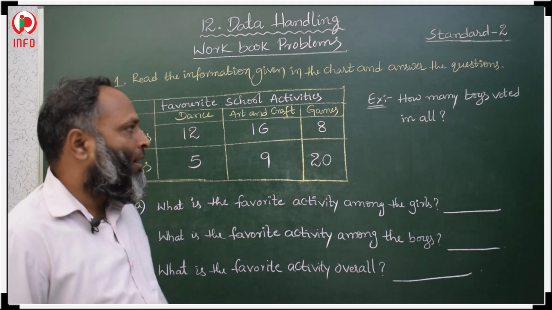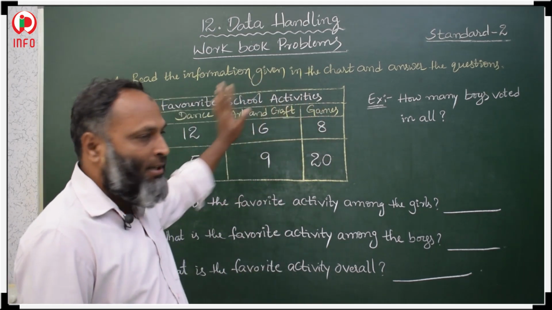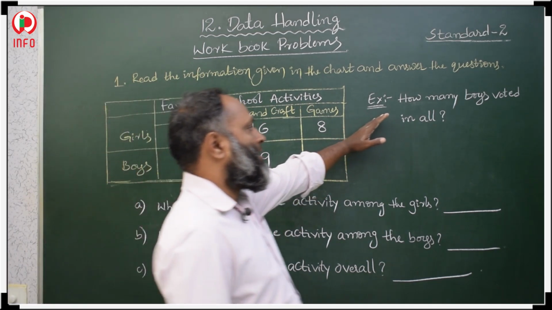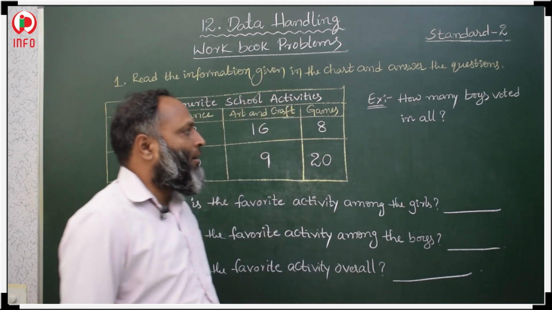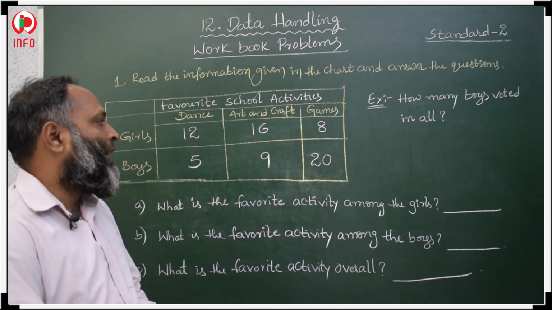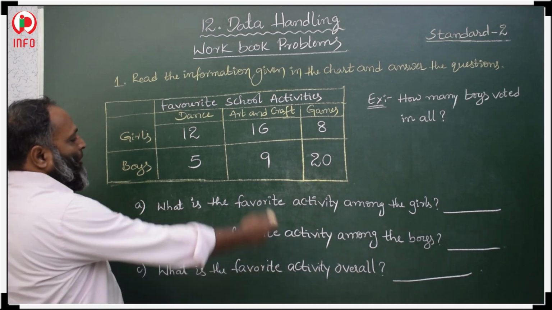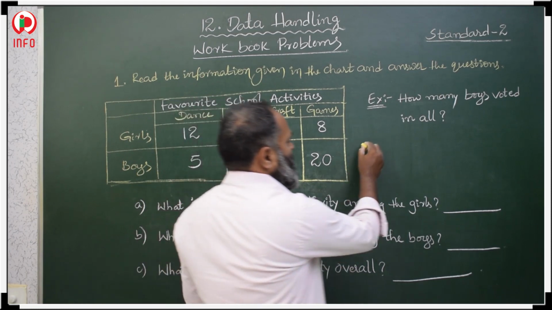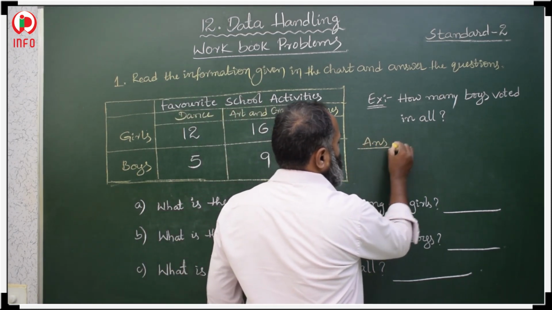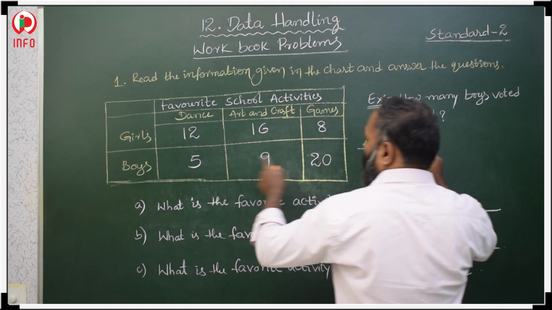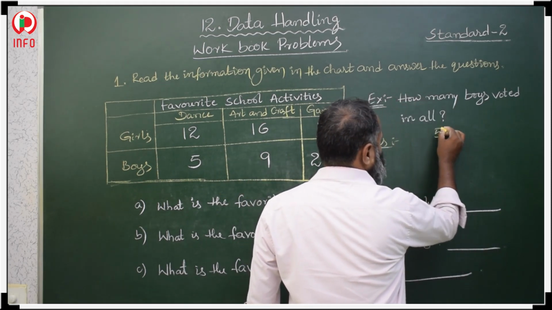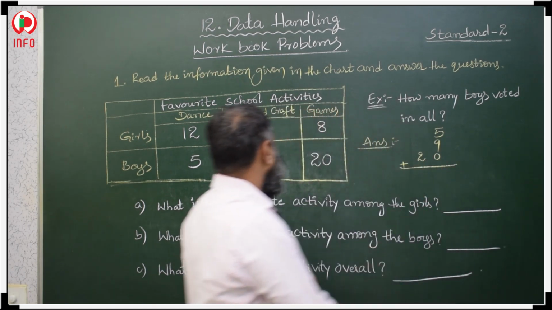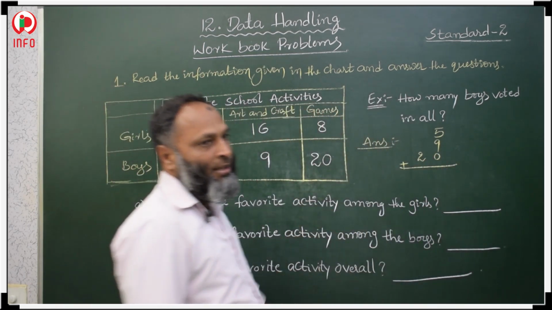Now this is the information chart. Using this information chart, answer these questions. In the example, how many boys voted in all? How many boys means we should add this complete row. This is the boys row. We should add 5, 9 and 20. Total boys: 5 plus 9 plus 20.